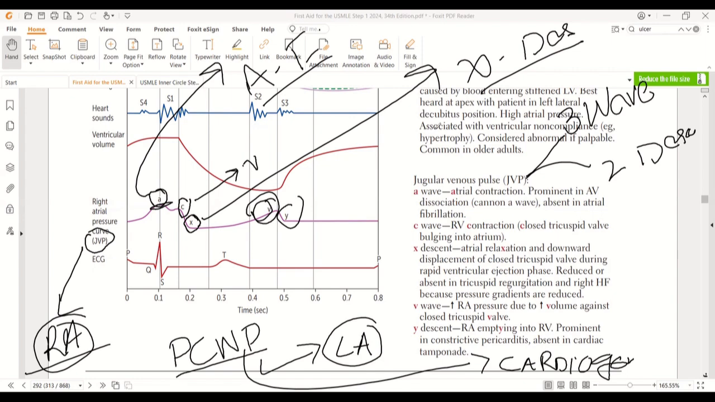Okay, so this is the repetition of ECG. ECG is basically the electrical activity of the heart, right? So the P wave represents atrial depolarization, and after the electrical activity, depolarization is followed by contraction. And this QRS complex represents ventricular depolarization.